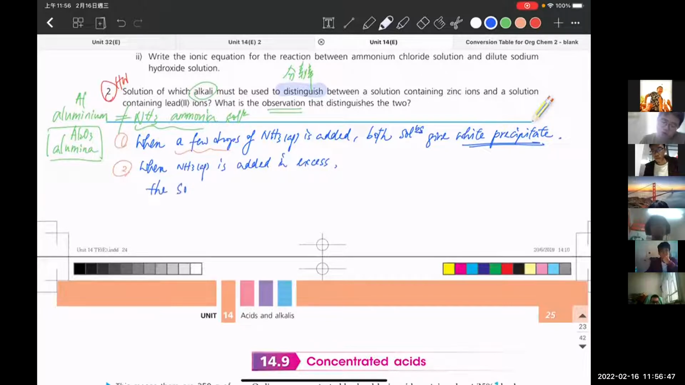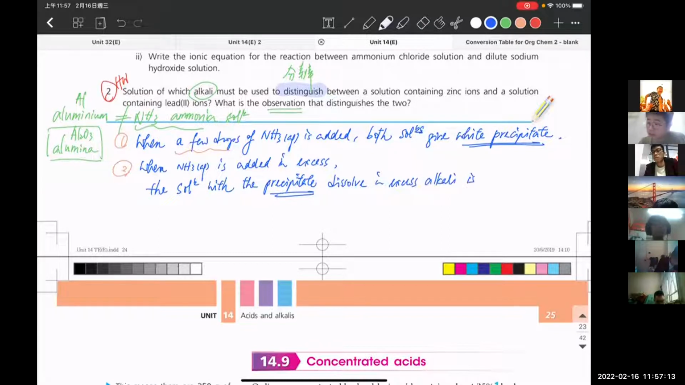the solution with the white PPT, or you should say the precipitate. Remember, you need to write down the full name. The precipitate dissolves in excess alkali. This is the solution containing zinc ion.